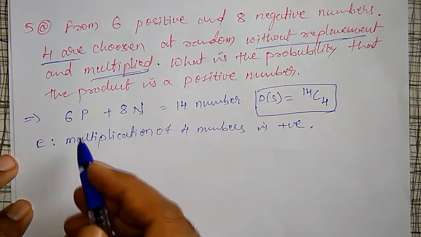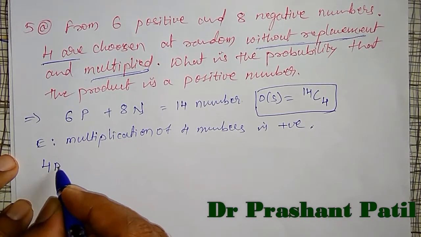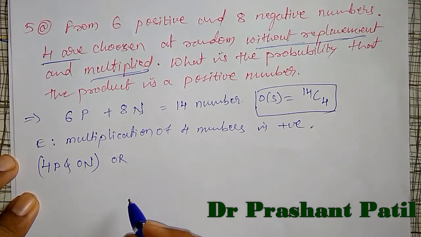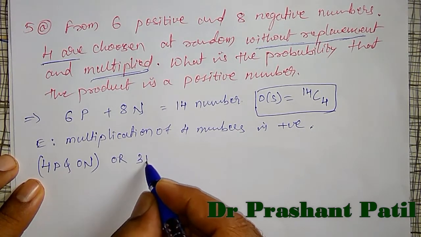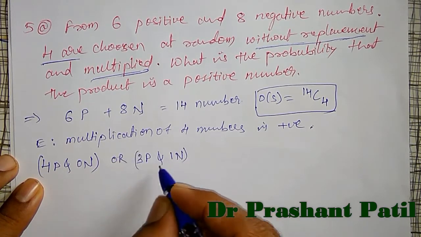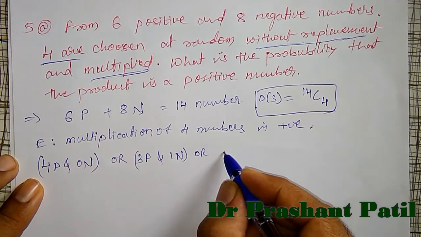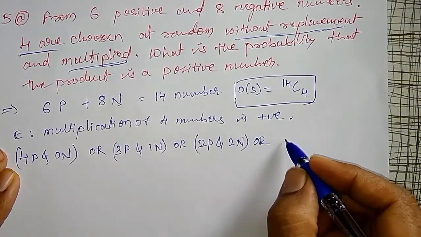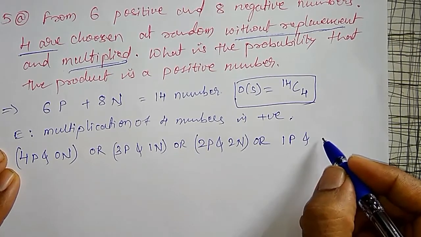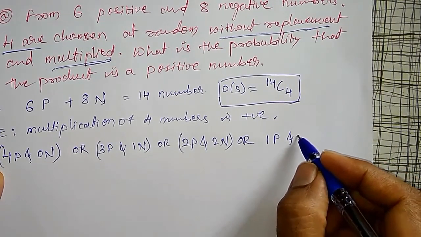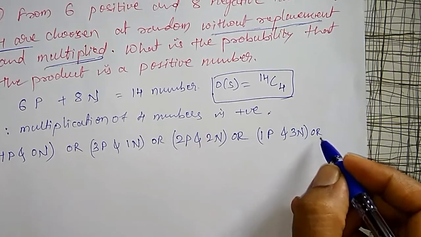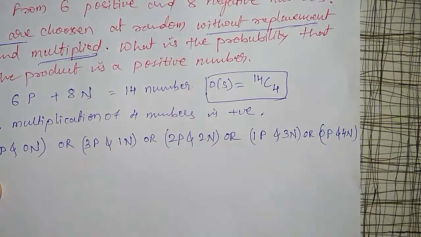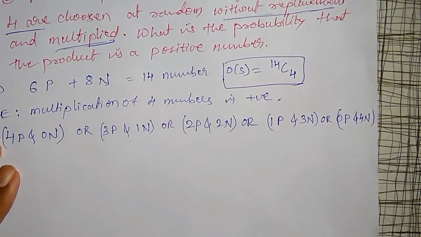I can select out of 6 all 4 positive numbers and 0 negative numbers, or 3 positive numbers and 1 negative number I can select, or 2 positive numbers and 2 negative numbers I can select, or 1 positive number and 3 negative numbers, or 0 positive numbers and all 4 negative numbers I can select. Out of these, the product should be positive.